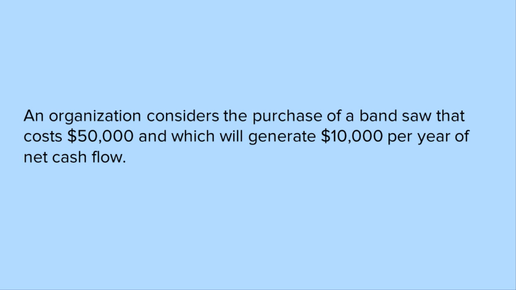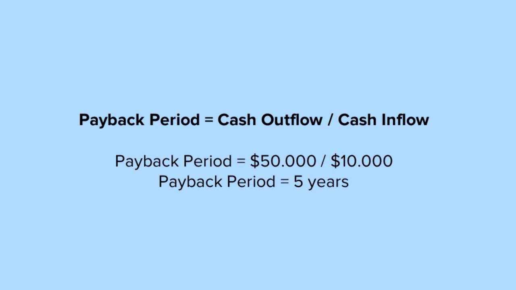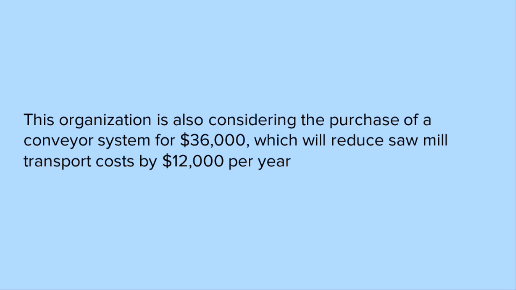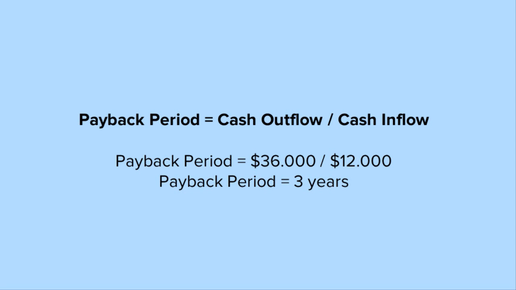Let's say we have an organization that is considering the purchase of a bandsaw that costs $50,000 and which generates $10,000 per year of net cash flow. The payback period for this capital investment is 5.0 years. This organization is also considering the purchase of a conveyor system for $36,000, which will reduce the sawmill transport cost by $12,000 per year. The payback period for this capital investment is 3 years.